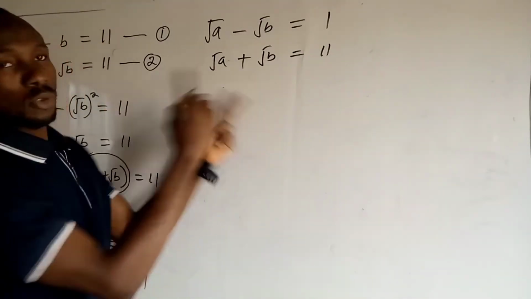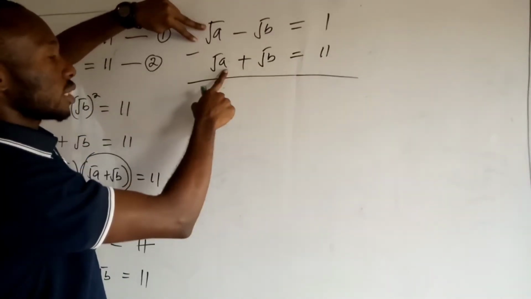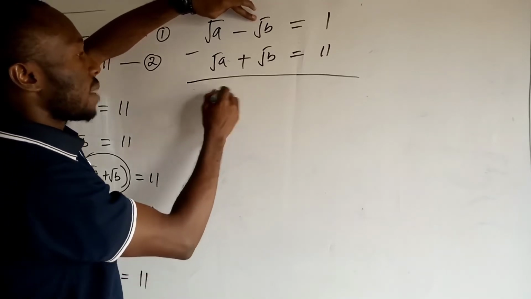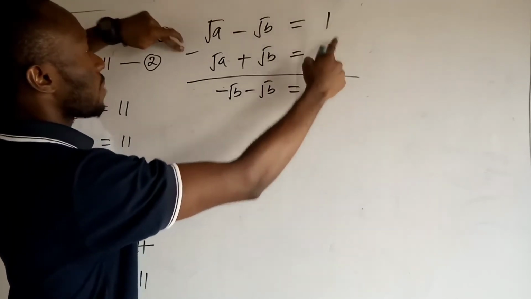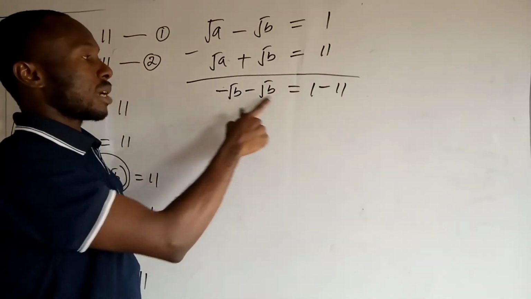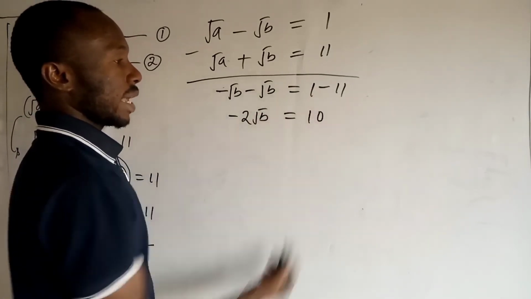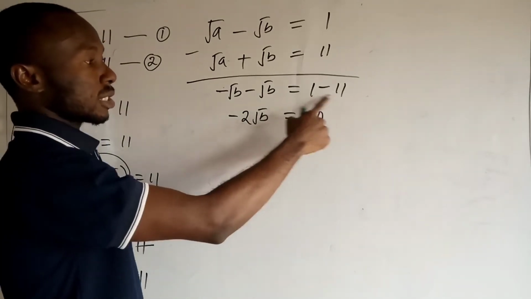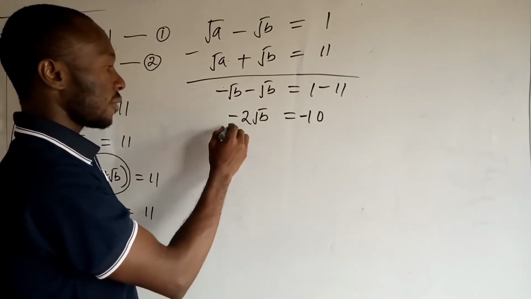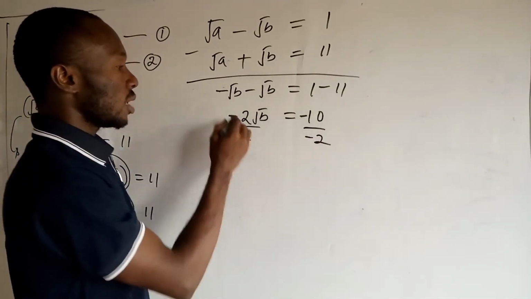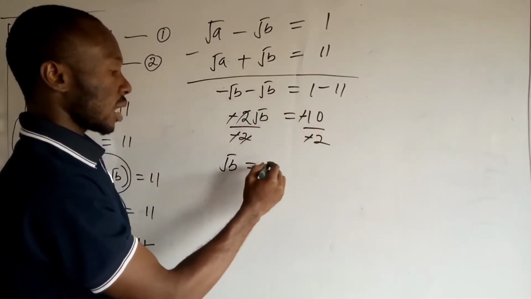Now I can subtract these two equations. I can say this equation minus this equation. So I have root A minus root A will give me 0. Then I have minus root B minus root B, and 1 minus 11 on the other side. So this gives me minus 2 root B equal to minus 10. So divide both sides by minus 2. The minus cancels out, so I have root B is equal to 5.